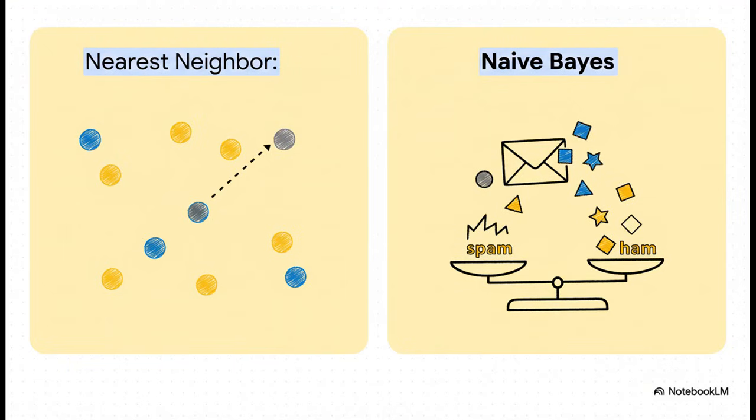Here are a couple of really simple recipes to show you what I mean. The nearest neighbor algorithm is super intuitive. It's basically like saying, this new email looks a whole lot like that other email I already know is spam, so I'm just going to call this one spam too. Naive Bayes is a bit more mathematical. It looks at all the words in the new email and calculates the overall probability that it's spam, based on how often it has seen those words in spam messages before. Two different methods, but they're both trying to get to the same goal.